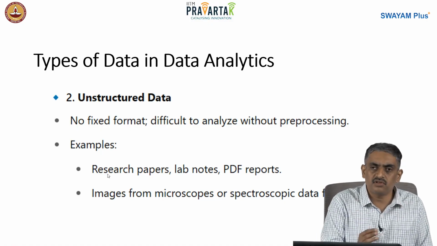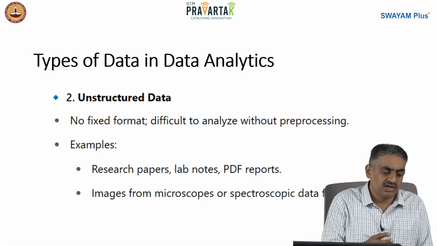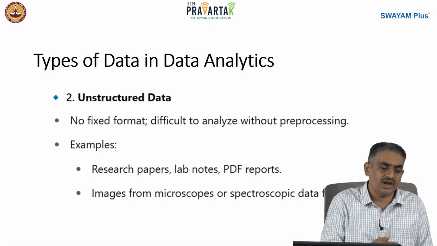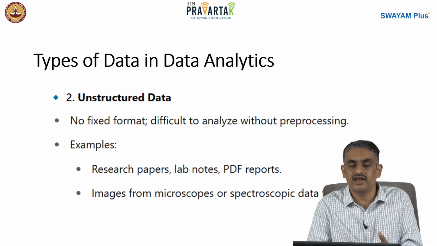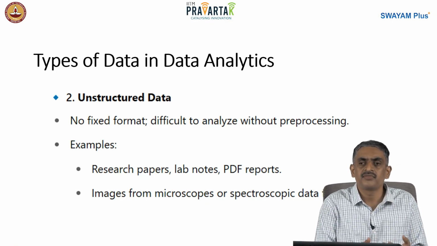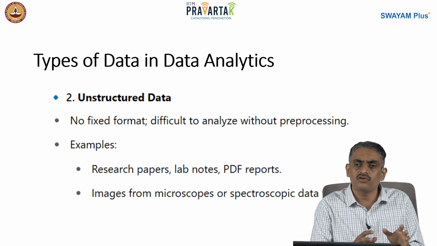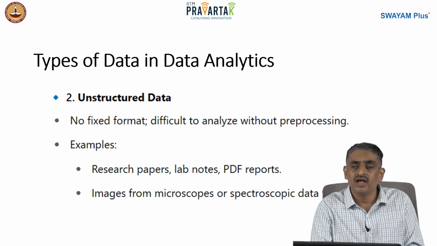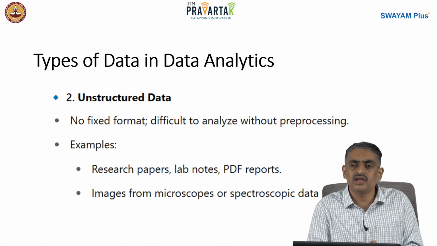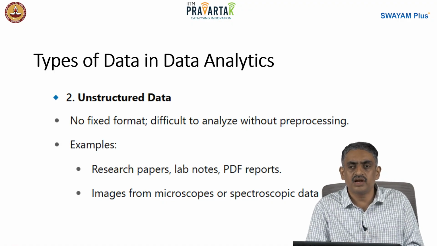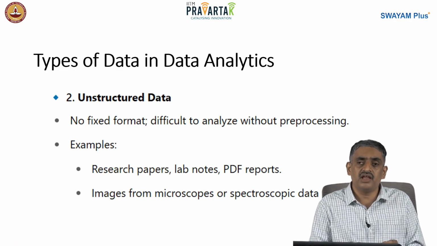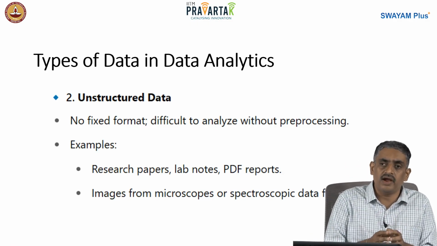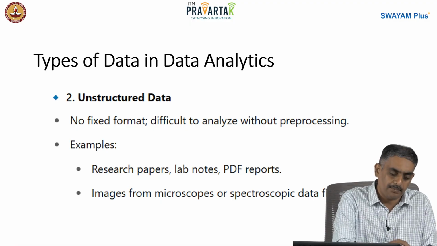Examples of unstructured data are your research papers, your lab notes, your PDF reports, or the images from the microscope or spectroscopic data files. When these data come, they are all some sort of unstructured data, and with the kind of AI tools that are available, we will be able to process such data as well. But there is some pre-processing required when we are dealing with such type of data.